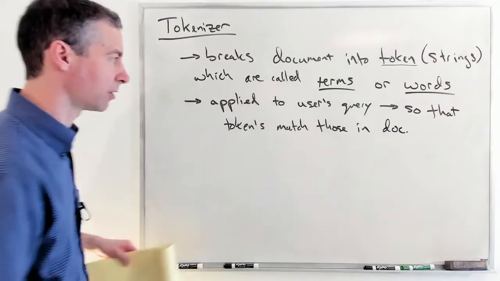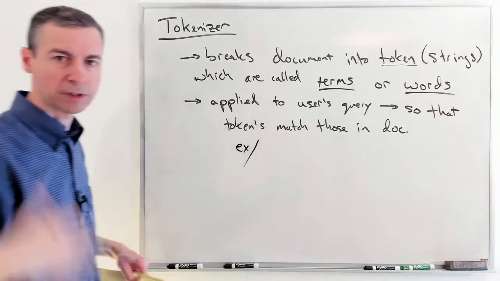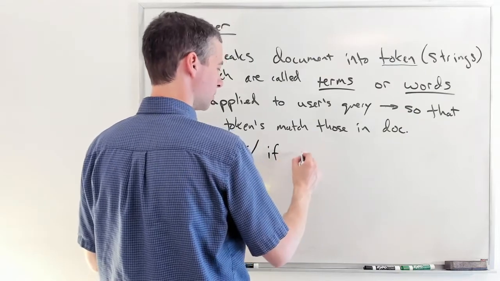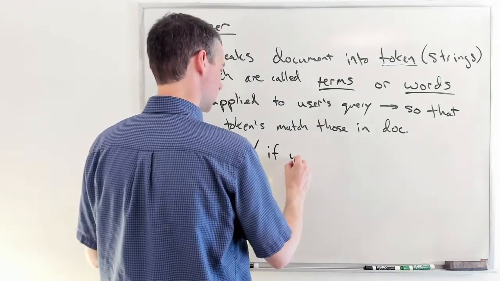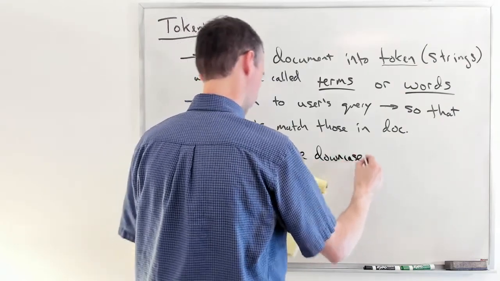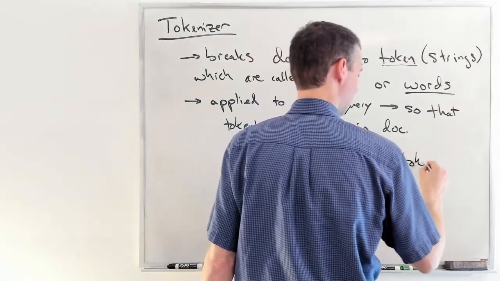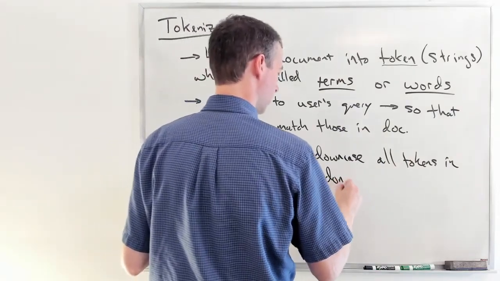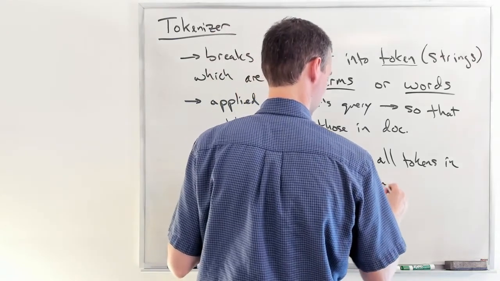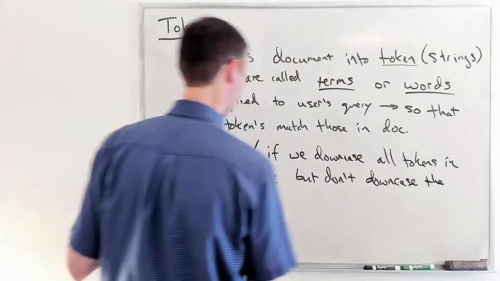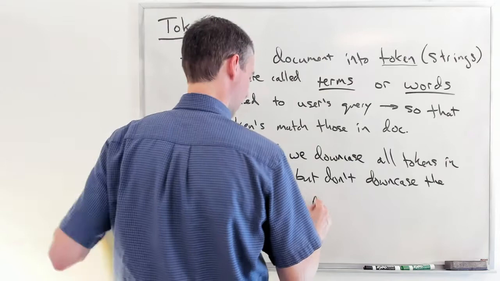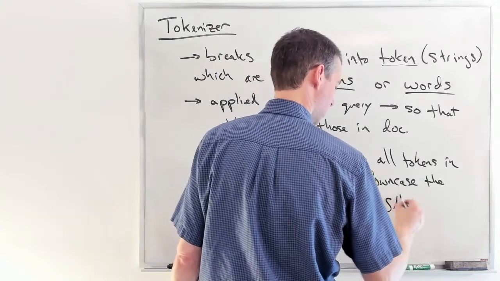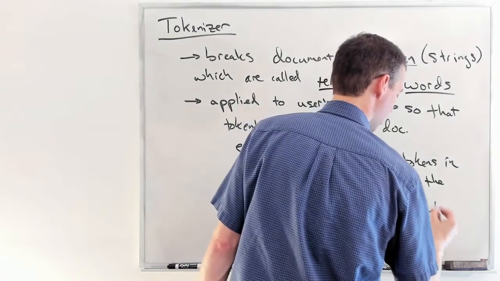All right. One of the things we're going to see in our basic tokenization scheme is that we're going to downcase, or lowercase, the terms, the tokens. So if we downcase all the tokens in a document, but don't downcase a query, there's no way it will match. Let's say someone, as part of their query, puts in all capitals USA. There's no way USA could match any document.